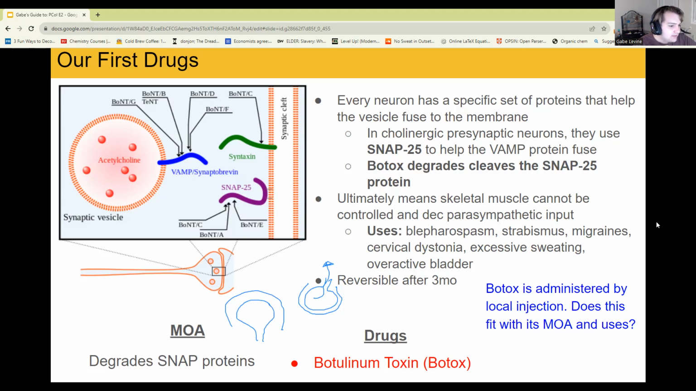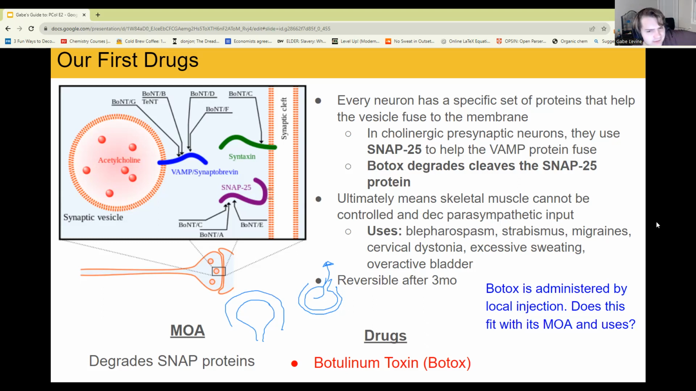How about with its mechanism of action? How does that make sense? How does local injection make sense there? Or its uses? Why are they so very specific?